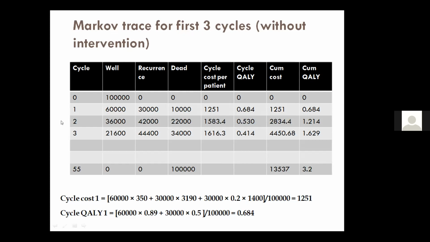Cycle 2 uses the same formula. You can try this on your own. 1583.4. Cycle QALY will be 530. Cumulative cost will be 2834, which is derived from the earlier cost 1,251 and then the second year cost. Add them, you get cumulative cost and cumulative QALY. This way it continues, and in the 55th round, all are dead.